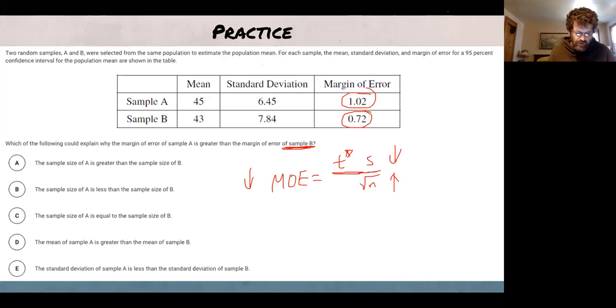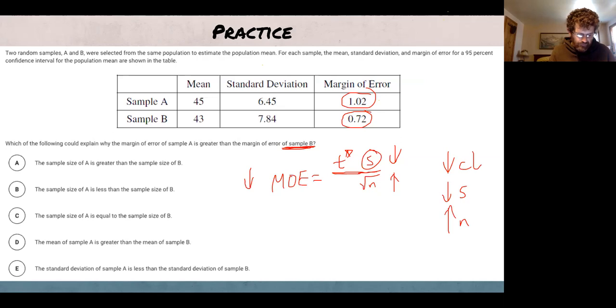And the critical value can be smaller if we have a lower confidence level. So here are all the possibilities. We have a lower confidence level, I'll just put CL right here. We have a smaller standard deviation for the sample, so I could have a smaller S. I could have a bigger sample size, because as my sample size increases, the margin of error will decrease. Those are the three levers we can pull here that can change the margin of error in a smaller way.